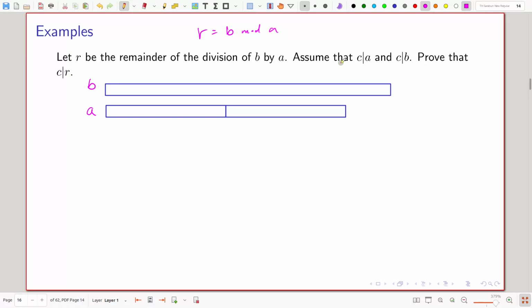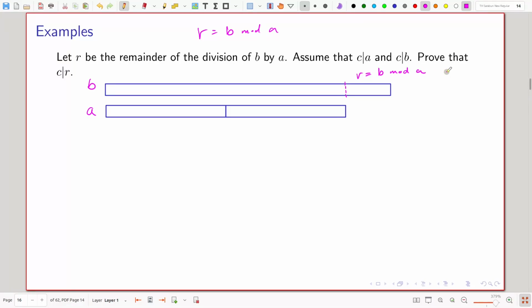What is R? In these pictures, what is R? Do you see what R is? R is like, in Thai we call it the remainder. What is R? So R is this. Right, so this is R equals B mod A.